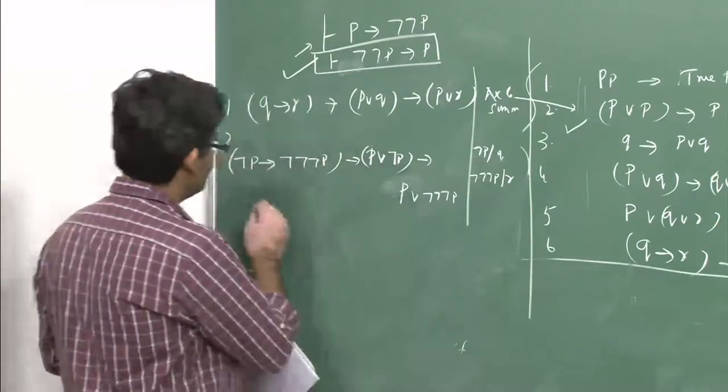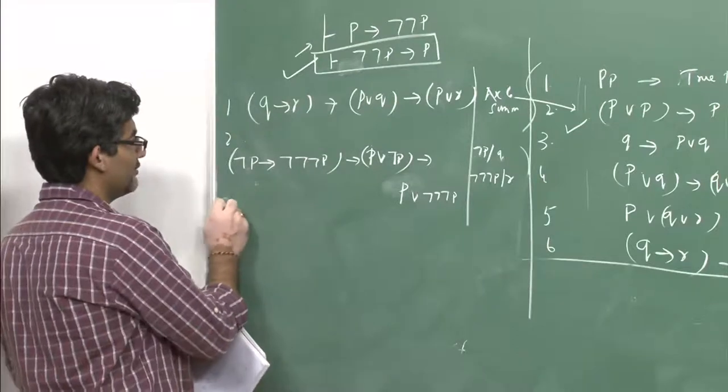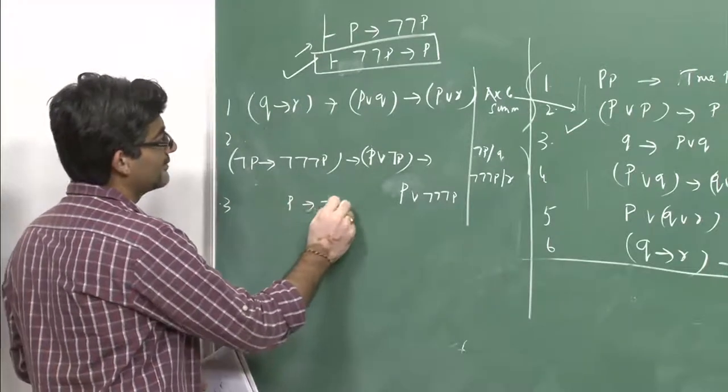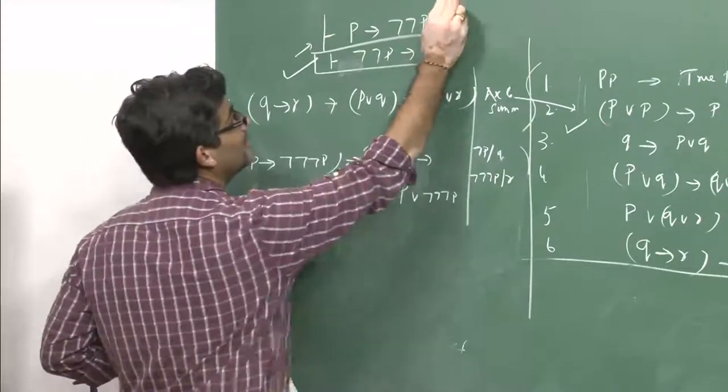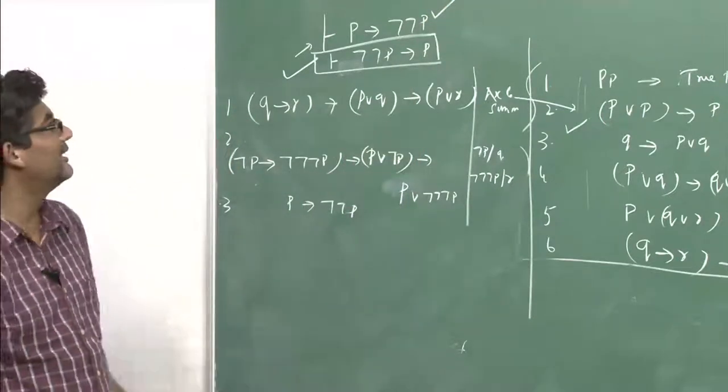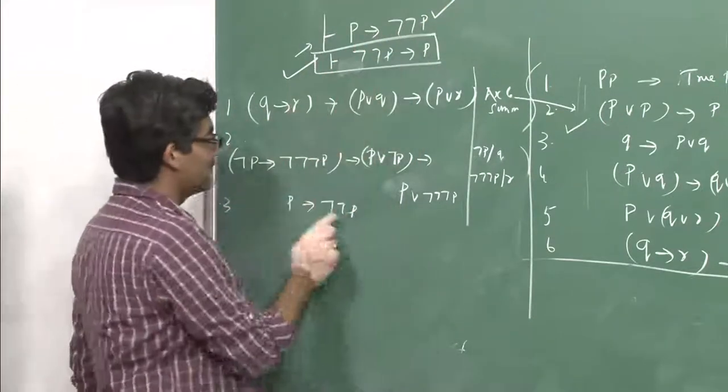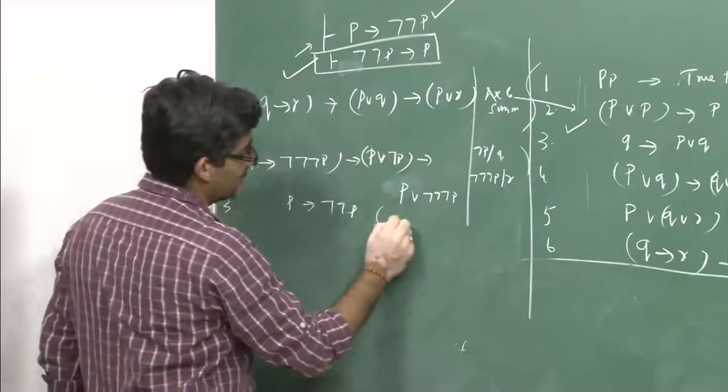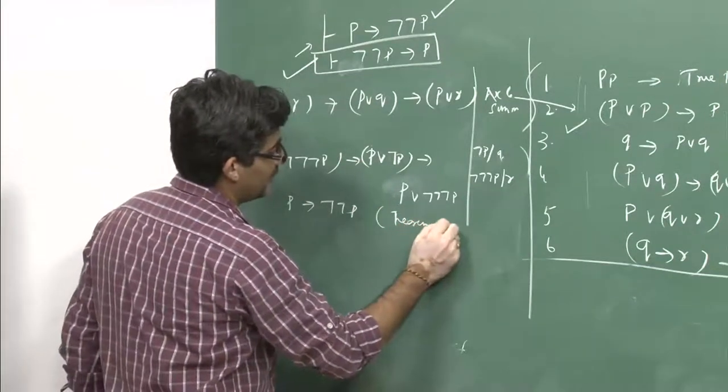So now we have already proved this particular thing, that P implies not not P. That is what we are using here, the theorem proved earlier.